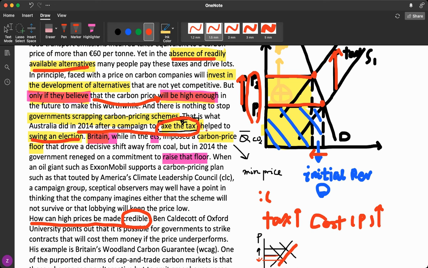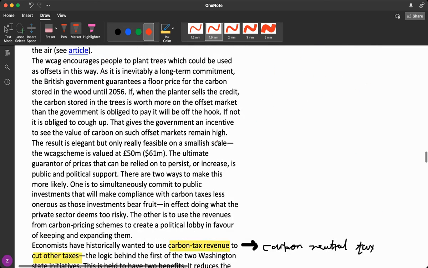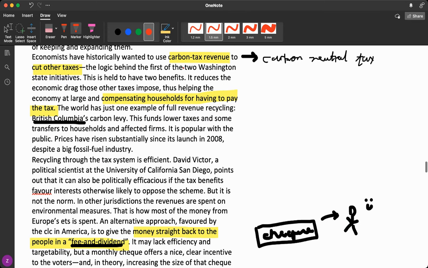So now again, this article starts to talk about revenue-neutral carbon taxation. And it can work efficiently in compensating the individual households that will pay the carbon tax. But only British Columbia so far has done so in a full recycling manner.